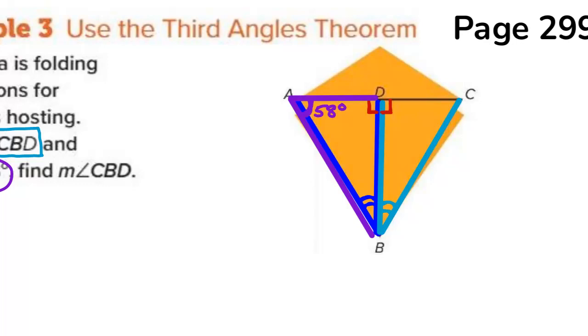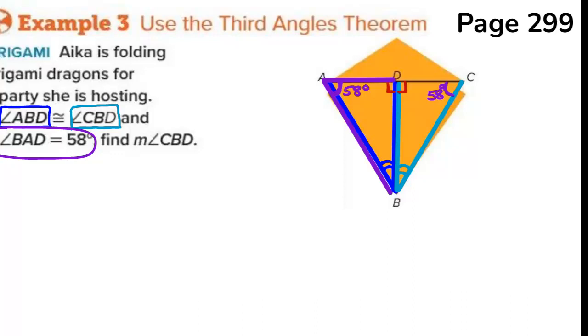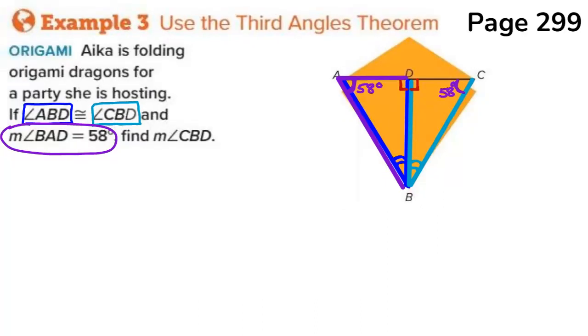BDA. BCD. BDA is 90 degrees. BCD would be 58 degrees. This angle right here, because that would be the third angle in this triangle. We know the other two pairs of angles are congruent, so angle A has to be congruent to angle C.